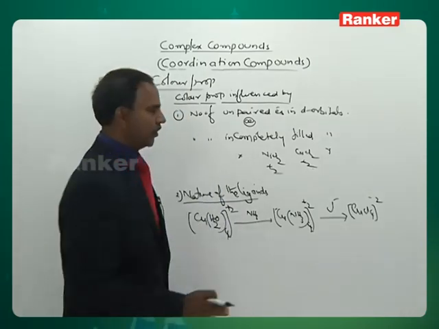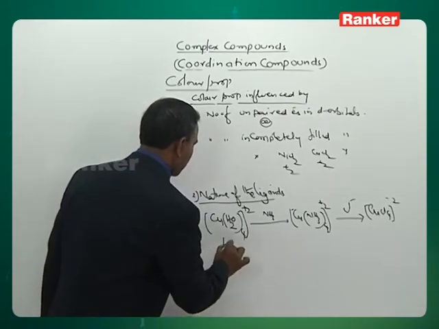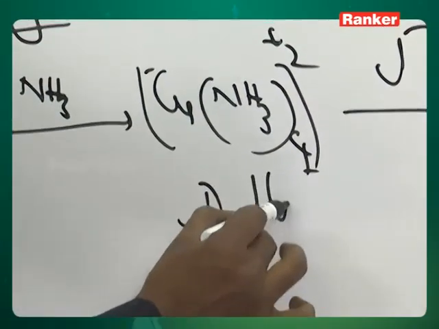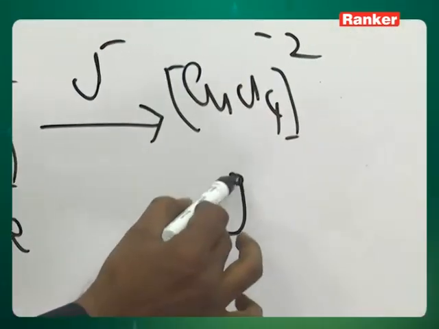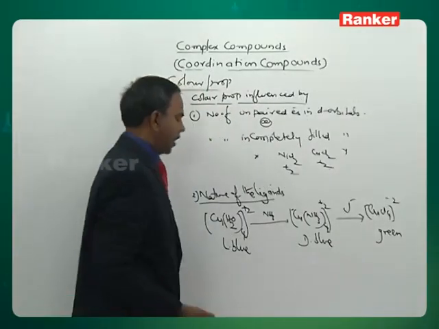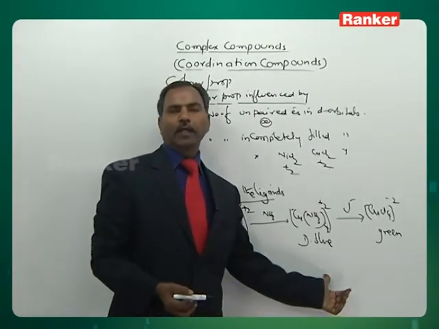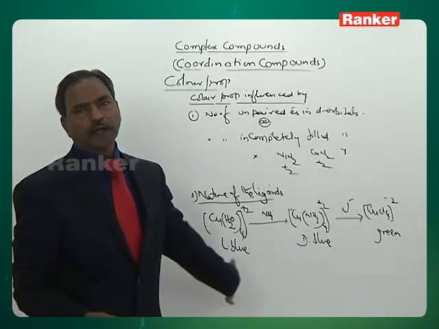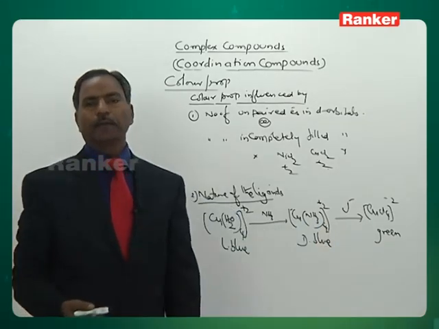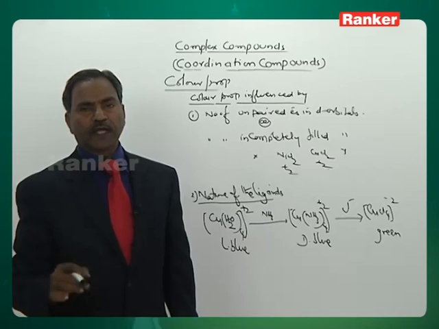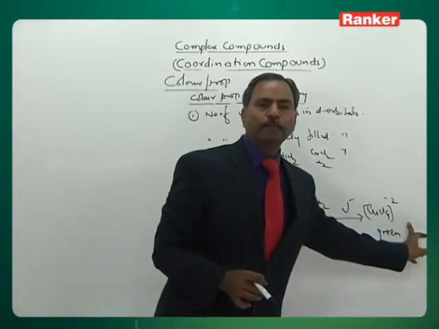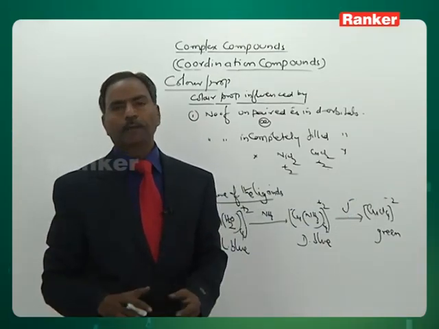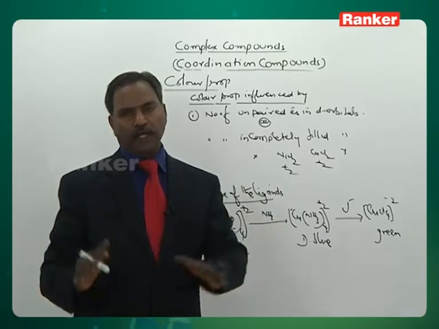How is their color changing? The first one, remember, is light blue in color. The second is dark blue in color. The third is green in color. As you change the ligand from aqua to amine to chloro ligand, the color changes. So, color property is dependent on the nature of the ligand. Suppose you substitute the chloro ligand with another ligand, such as bromo or iodo, the color will change. So, color property is dependent on the nature of the ligand.